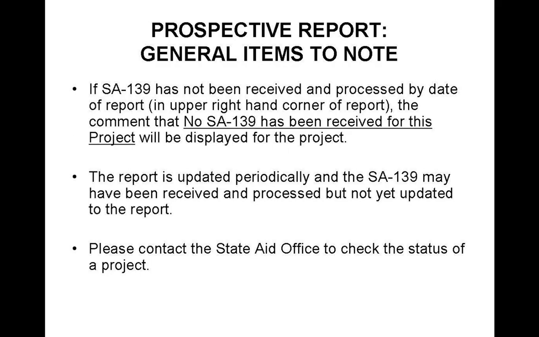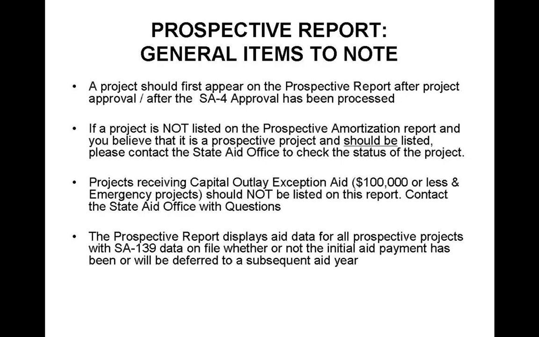Now, a project should first appear on the prospective report after project approval. That is, after the SA4 approval has been processed. If a project is not listed on the prospective report and you believe that it is a prospective project and therefore it should be listed, then you can contact the State Aid Office again to check the status of that project. Now, please note that projects receiving capital outlay exception aid, the $100,000 or less, or emergency projects should not be listed on this report. And again, you can contact the State Aid Office with any questions regarding those.